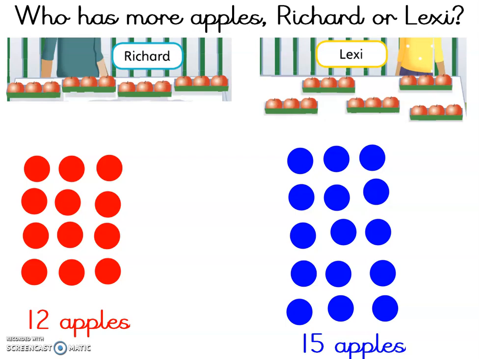And this now leads us on to our next thing, which is where we're going to look at the idea of a greater than, less than, or equals to symbol. So now we're going to be comparing our 12 apples or 15 apples, the amount that Richard has compared to the amount that Lexi has. And in order to do this, we're going to be using those symbols in the middle.